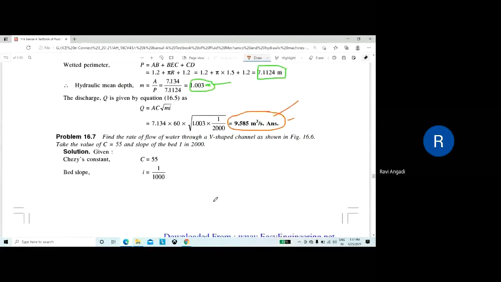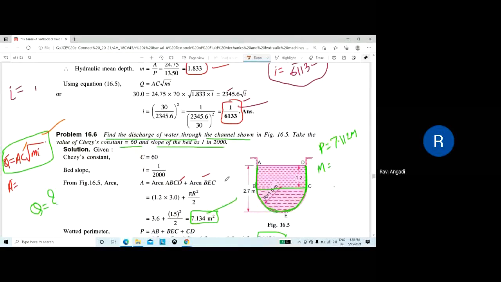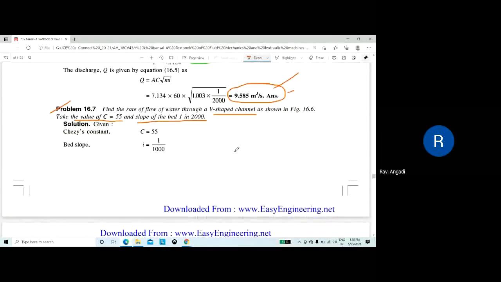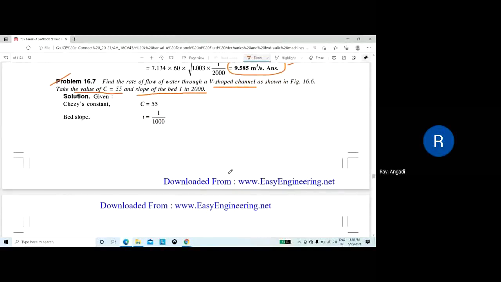Okay, then take one assignment. All of you take this as an assignment. Find the rate of flow of water through a V-shaped channel section, which is shown in the figure. The shape of the channel is triangular. Take the value of C as 55. Slope of the bed is 1 in 2000. It is the same problem, but the shape of the channel is V-shaped, meaning a triangular shape.